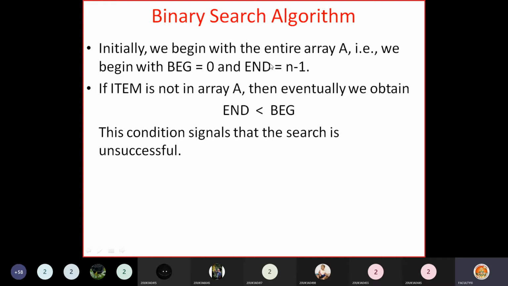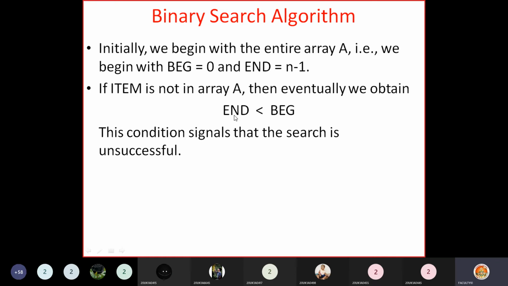Every time we calculate the mid of the array, we reduce either to the left half or the right half of the array. Finally, if the item is not in the array, then eventually we get a situation like this: end will be less than beginning.